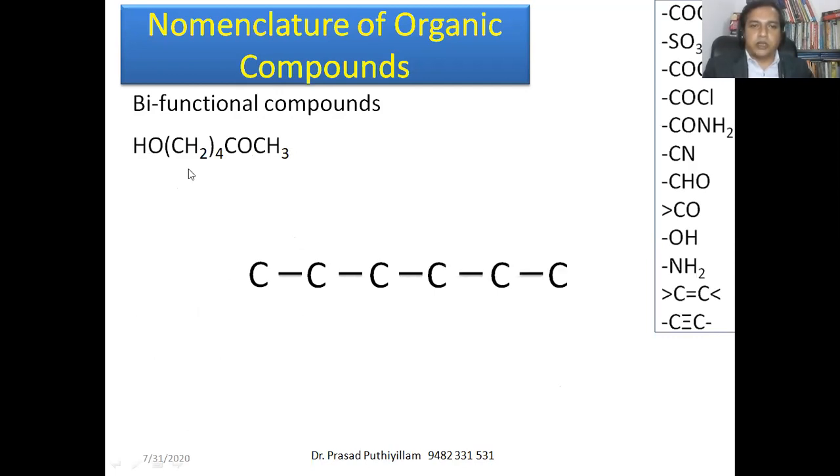We can count the number of carbon atoms. Here 4 carbon atoms, 5th carbon atom, 6th carbon atom, therefore a total of 1, 2, 3, 4, 5, 6 carbon atoms. Look at the screen where the cursor is moving. 6 carbon atoms are given in a straight chain. Then we have 2 functional groups: one ketone functional group, CO, and one hydroxyl functional group.